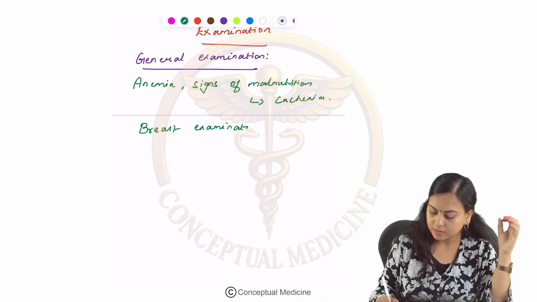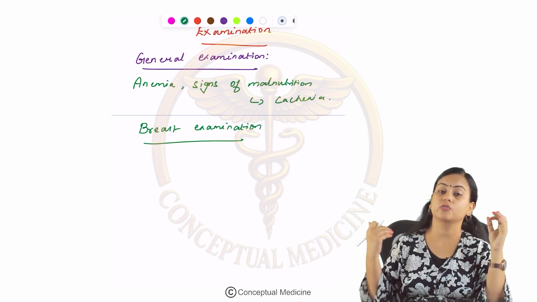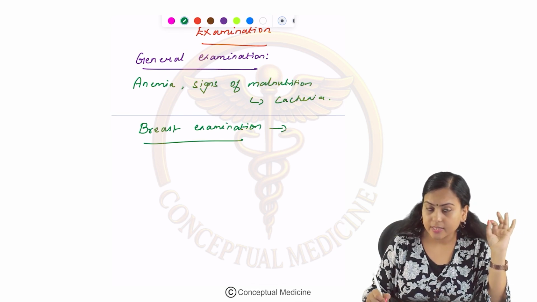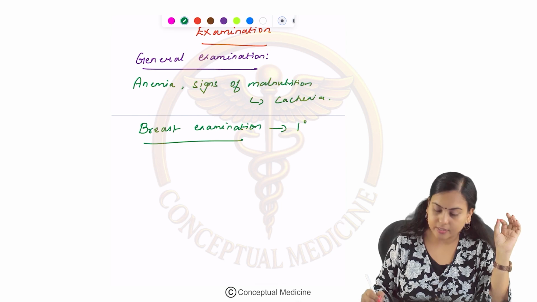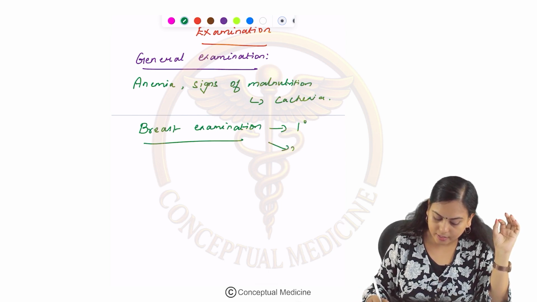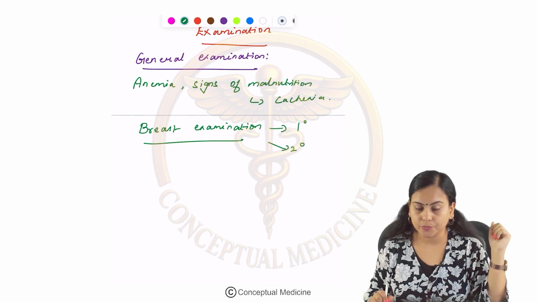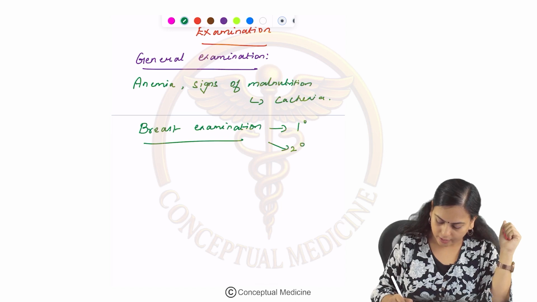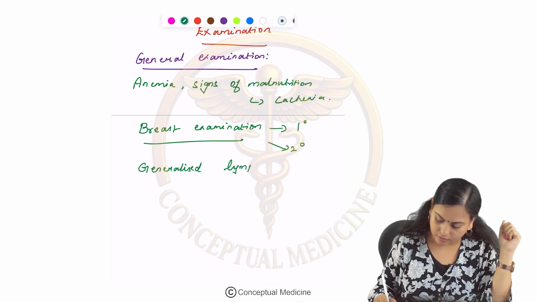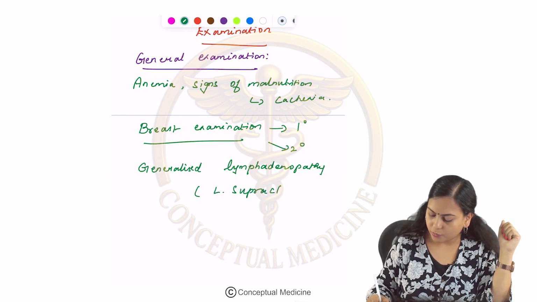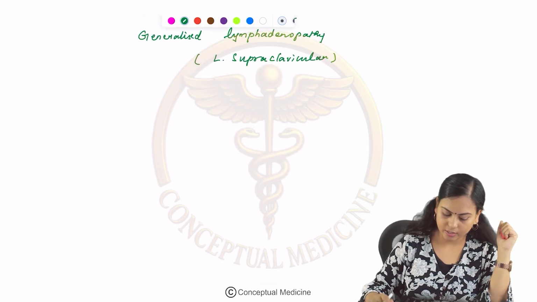and during breast examination, you should keep one thing in mind. Either this can be a primary itself or this can be a metastatic ovarian tumor that has caused lesions in the breast. Then you have to look for generalized lymphadenopathy, and especially the left supraclavicular lymph node enlargement should be examined, right?